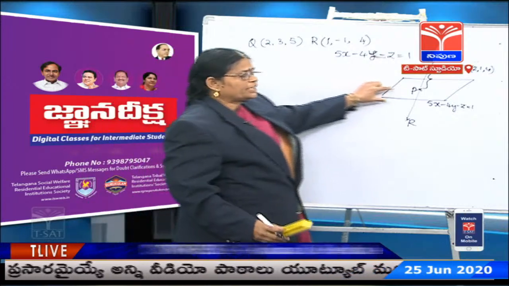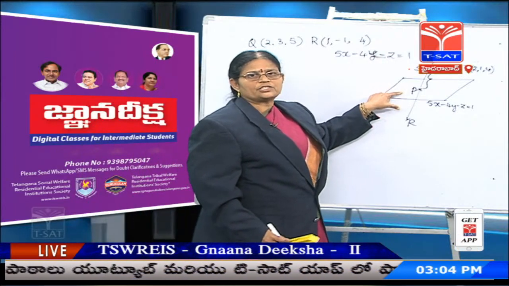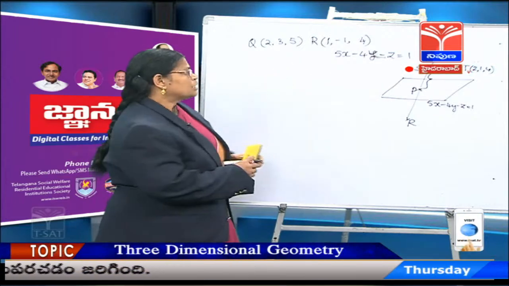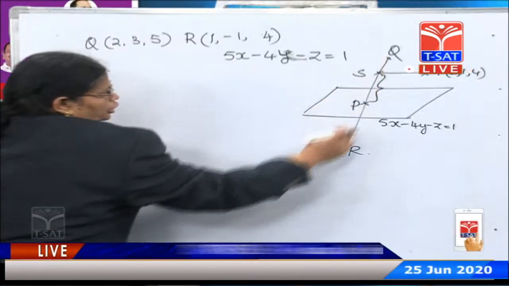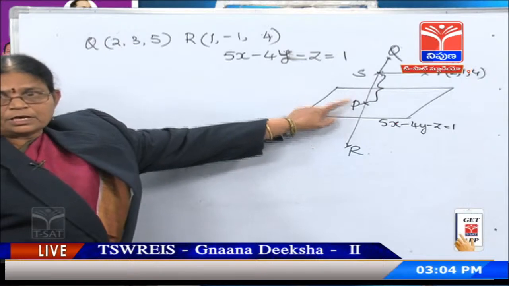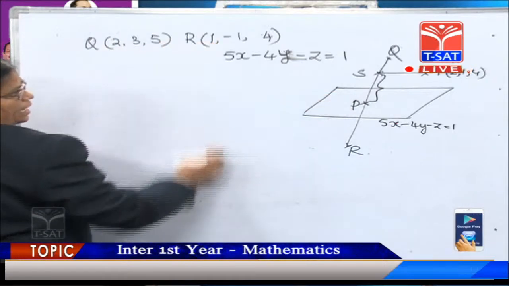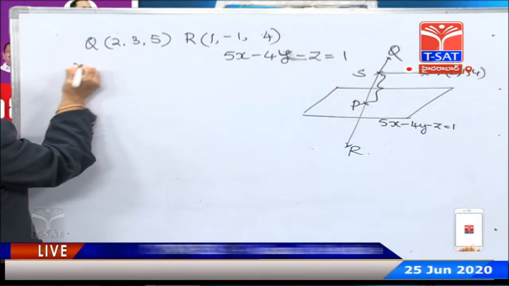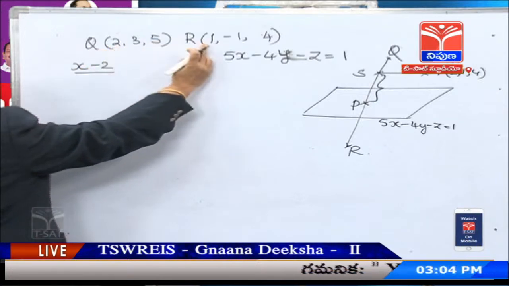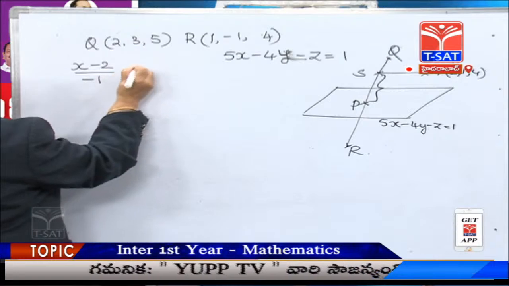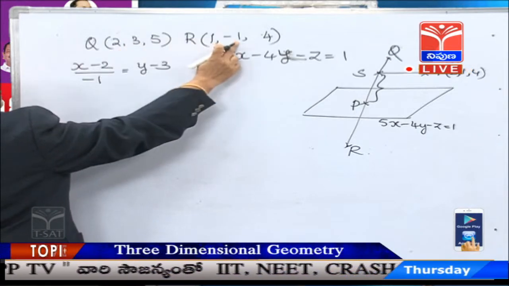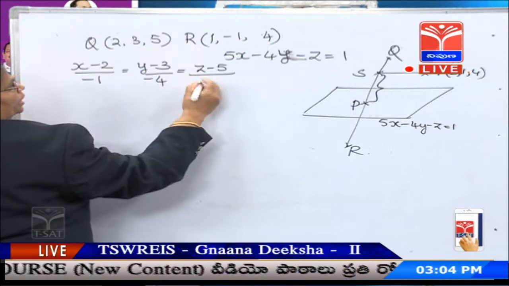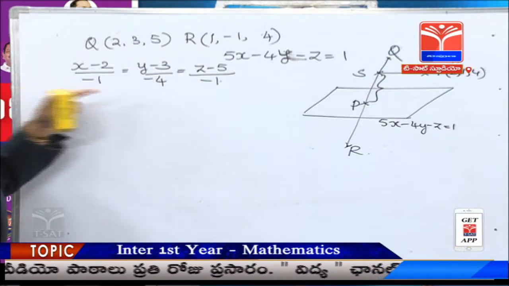So, if you draw the figure, then you will get an idea. In many coordinate geometry problems, it is best if you try to figure out what is given in the problem. First, you require the line QR, passing through 2 points. Write the equation of the line using the formula (x minus x1) by (x2 minus x1) equal to (y minus y1) by (y2 minus y1) equal to (z minus z1) by (z2 minus z1). This is the equation of the line QR.